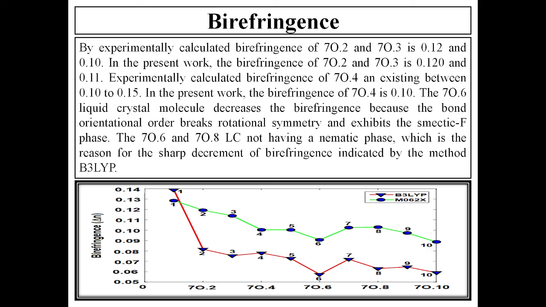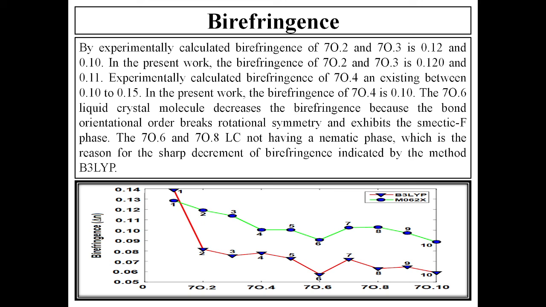Birefringence. Experimentally calculated birefringence for 7O2 and 7O3 is 0.1 to 0.12. In the present work, the birefringence for 7O2 and 7O3 is 0.120 and 0.11. Experimentally calculated birefringence for 7O4 exists between 0.1 and 0.15. In the present work, the birefringence for 7O4 is 0.1.